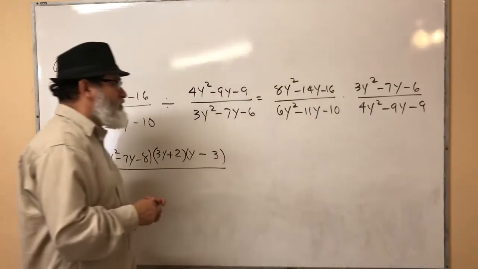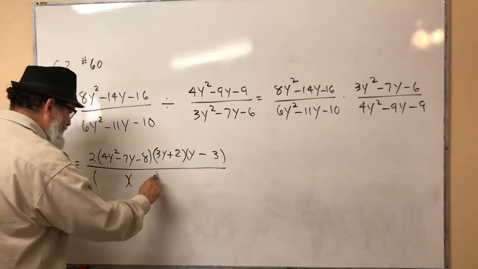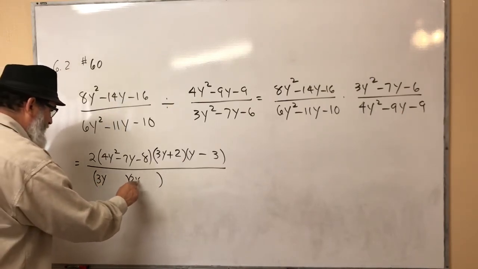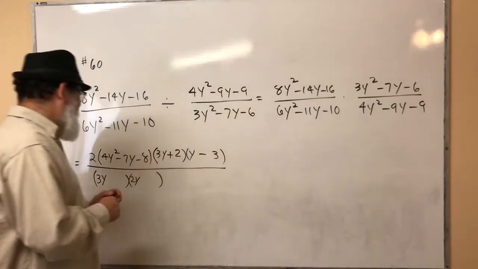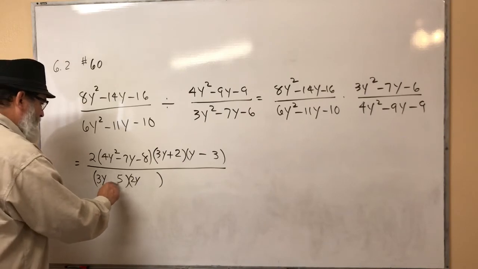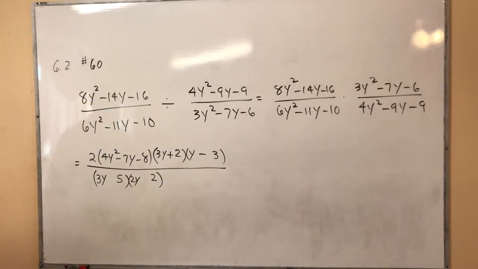This one, let's try that one. Try to factor that one. Let's try 3y times 2y for 6y squared. And for 10, I'm going to try 5 times 2. I'm going to put a 5 there, and I'm going to put a 2 there. And that's not going to work. I can tell you right away, that's not going to work.